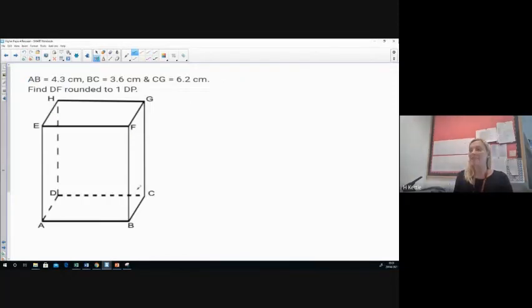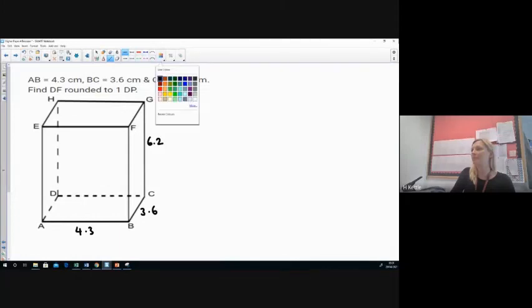Okay, AB is 4.3. Let's label that on. AB is 4.3, BC is 3.6, and CG is 6.2. We would like to know DF, rounded to 1 decimal place.